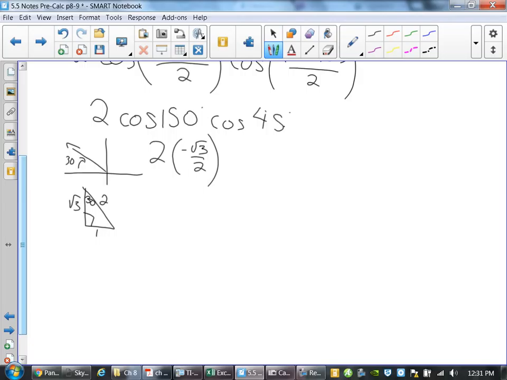I don't know. Anyway, so cosine of 30 is root 3 over 2. It's just negative because it's in the second quadrant. And then what's the cosine of 45? So when you multiply all this out, you wind up with negative root 6 over 2. And there's your exact answer. It's over 2 because the 2 divided by 2 cancels out one of them. Okay. Oh, that makes sense. That's how it's going to work itself through.